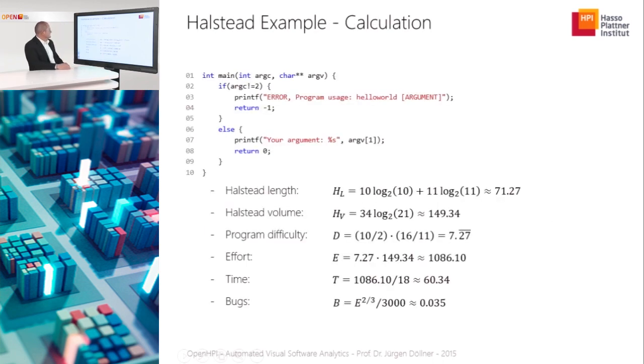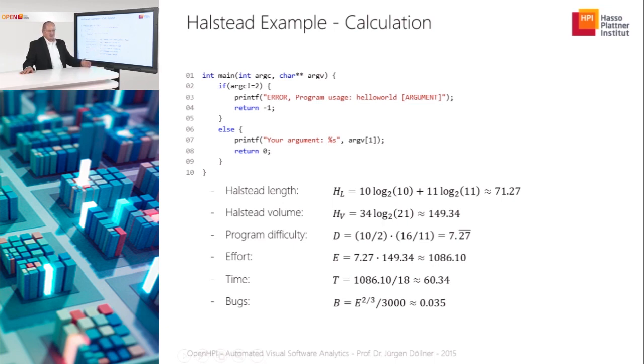Let's have an example about the calculation of these higher level Halstead metrics. For example, the Halstead length and volume, once again, for this snippet of C code. The program difficulty level can now be computed as already defined. It's 7 dot something. The effort now, related to this program difficulty level and to the volume, results in 1,000 something.